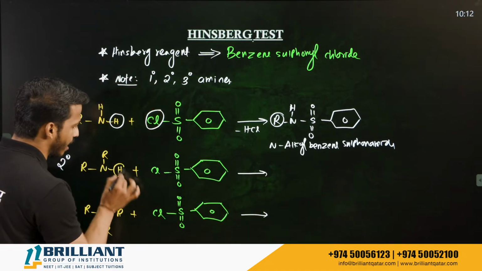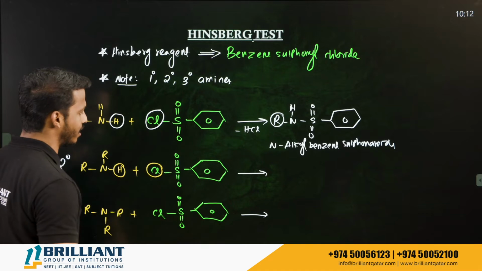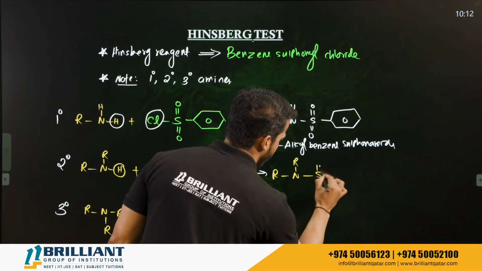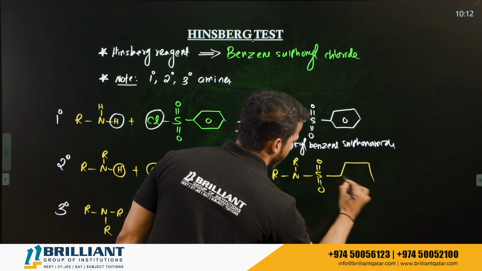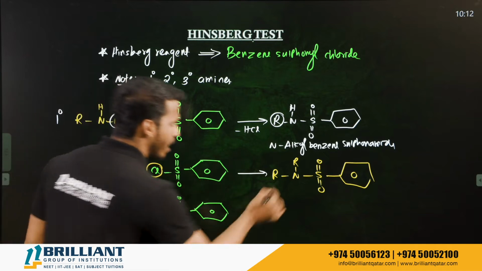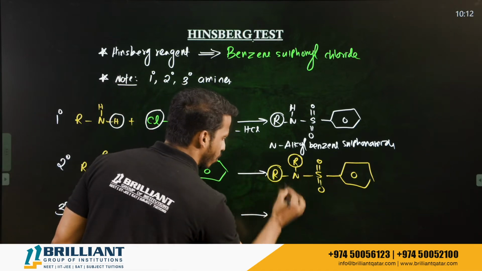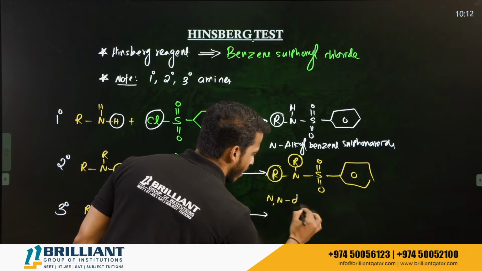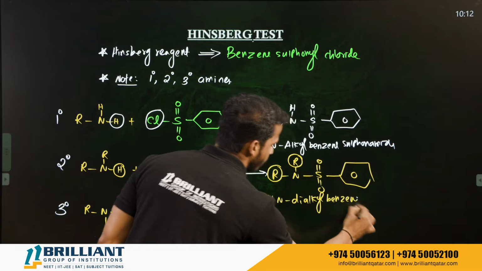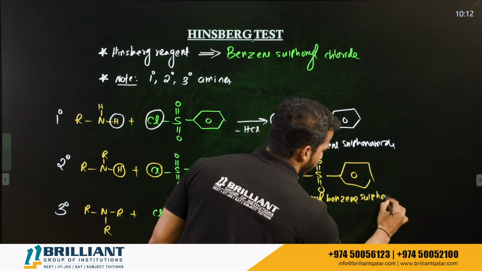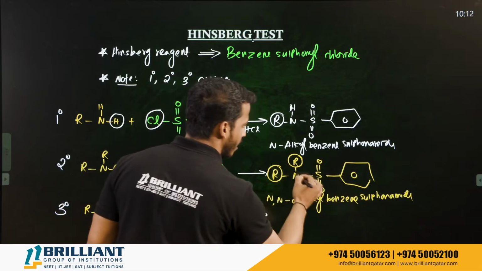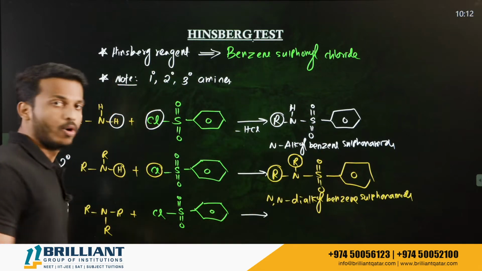What reaction happens in the second case, all of you? Same reaction. This hydrogen and Cl are eliminated as HCl. Let me club them. R, N, R, S double bond O, and we have the phenyl ring. What name can you suggest for this compound? This nitrogen has 2 alkyl groups, right? This is called N,N-dialkyl benzene sulfonamide.